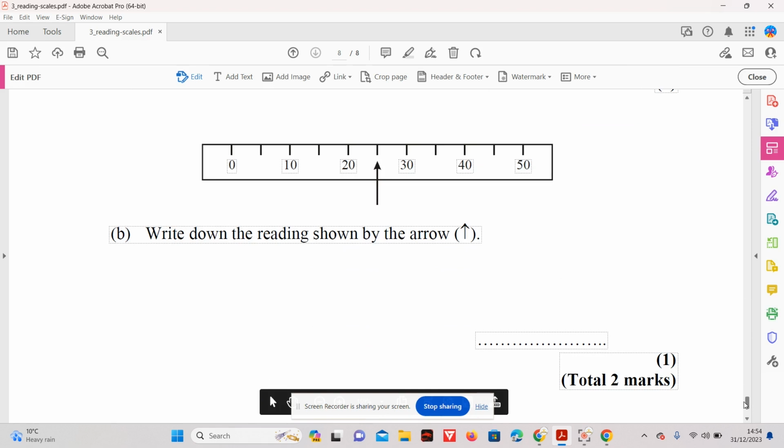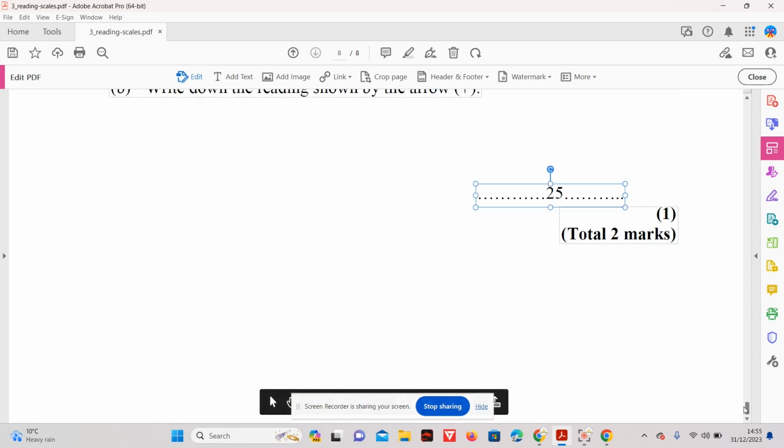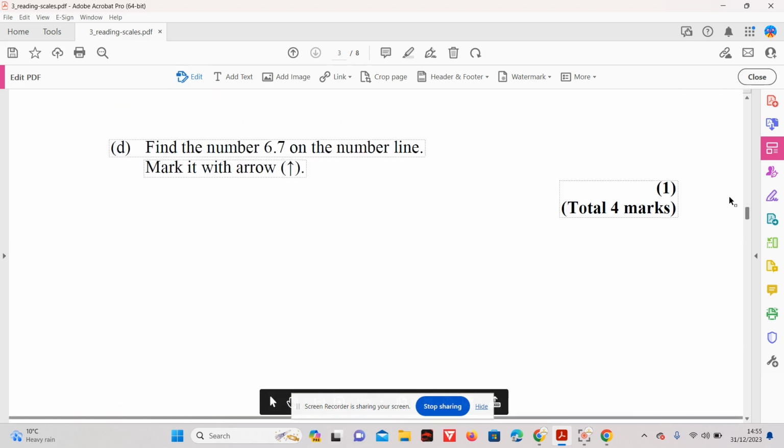Write down the number on the scale below. It's numbers in the middle of the 10. So the number between 0 and 10 is 5, etc. So the number between 20 and 30 is 25. And just like that, I think we're done. I don't think there are any more questions. That's it for reading scales.